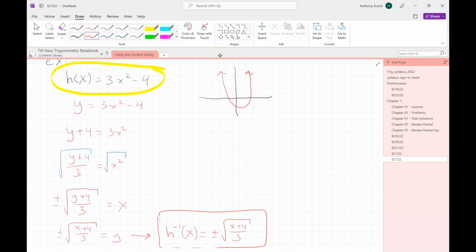So that's what your graph looks like. And clearly, h of x is failing a horizontal line test. So that means it's not 1-to-1, which means h inverse is not a function.